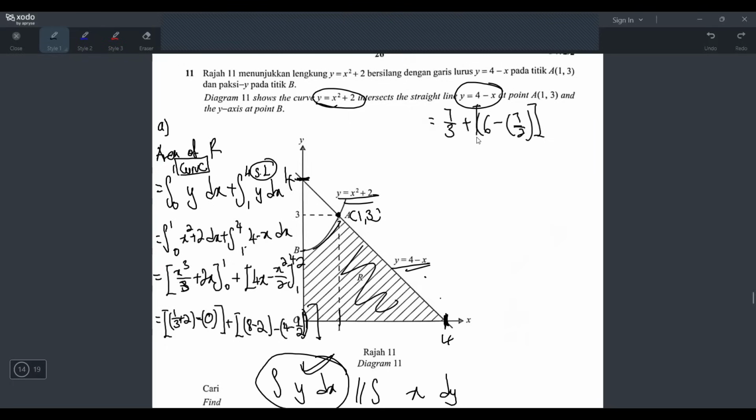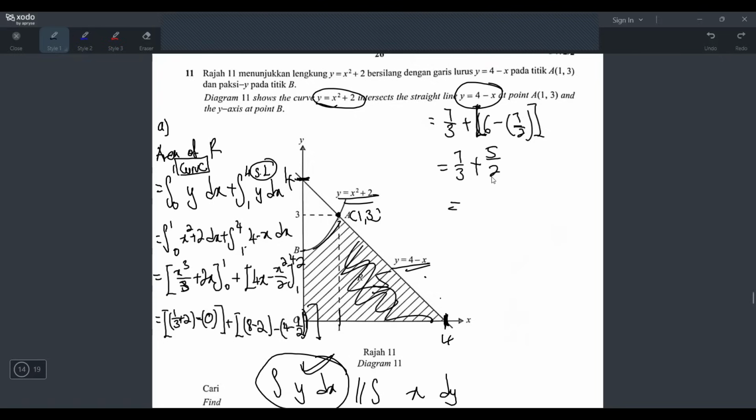But I have to use a big bracket because there's another bracket inside the bracket. So 6 minus 7 over 2. Now it becomes 7 over 3 plus 6 minus 7 over 2. Okay, press calculator. 5 over 2. It means the area of the triangle is 5 over 2. Okay, but the area of this curved part is 7 over 3. That's what it means, right?